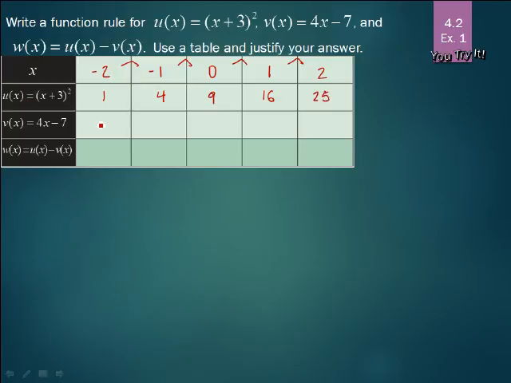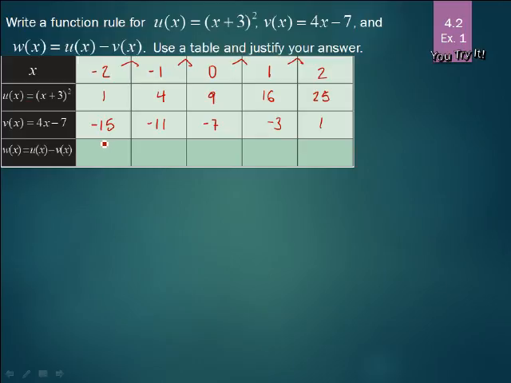And then plugging in -2 to v of x, 4 times -2 is -8, minus 7 is -15. 4 times -1 is -4, minus 7 is -11. 4 times 0 is 0, minus 7 is -7. 4 times 1 is 4, minus 7 is -3. And 4 times 2 is 8, minus 7 is 1.